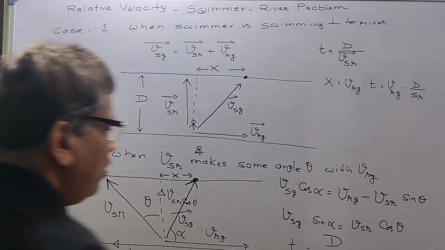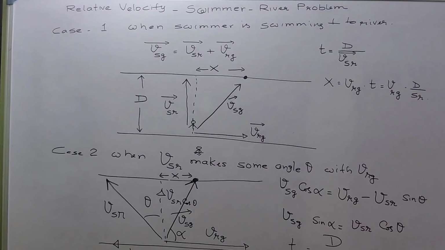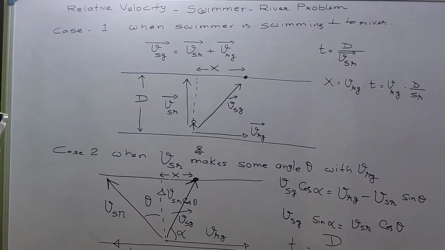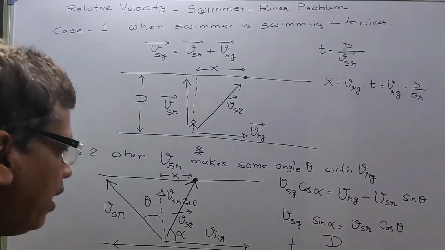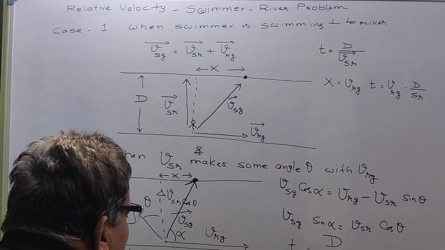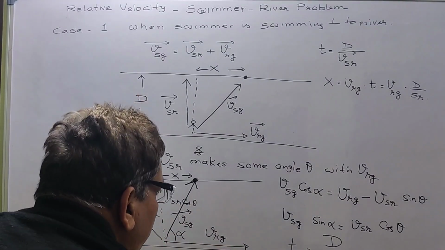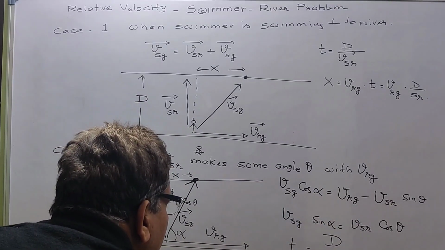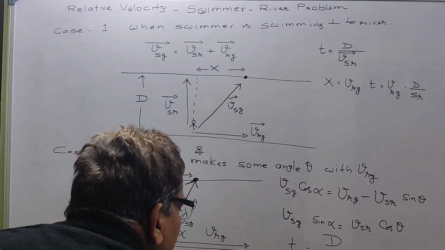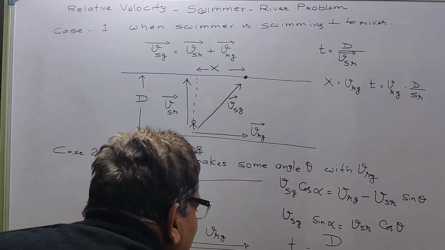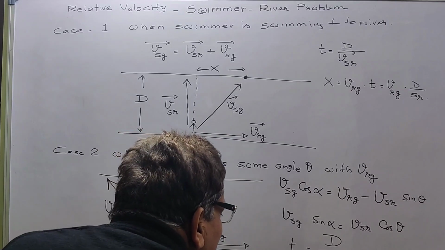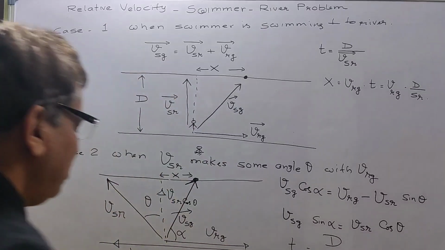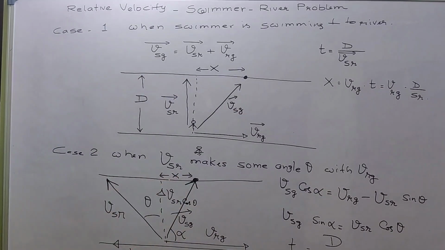cos theta. Now from this you can find out the least time. What least time it will take to cross the river. Now before that we'll see what is this x. Now x is written as, the horizontal component is VSG cos alpha, or you can write VRG minus VSR sin theta into t, and t can be written as d divided by VSR cos theta. This can be decided as its displacement.